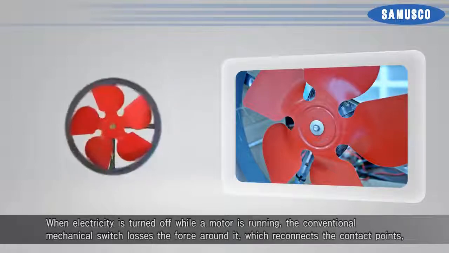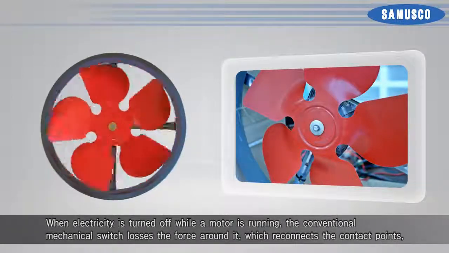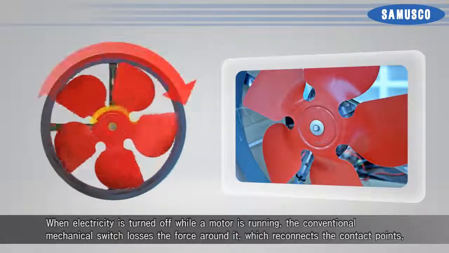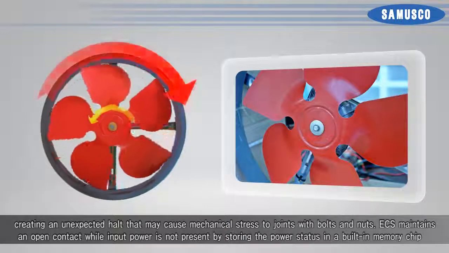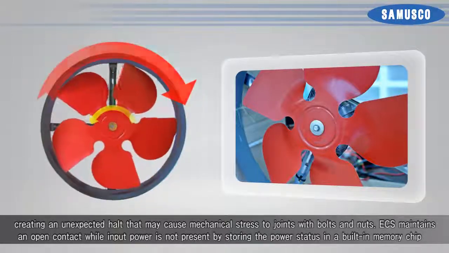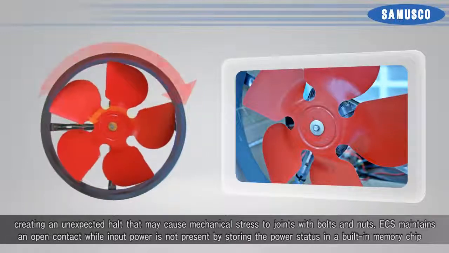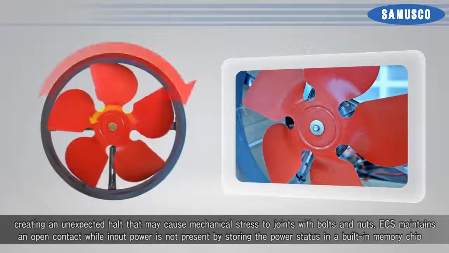When electricity is turned off while a motor is running, the conventional mechanical switch loses the force around it, which reconnects the contact points, creating an unexpected halt that may cause mechanical stress to joints with bolts and nuts. ECS maintains an open contact while input power is not present by storing the power status in a built-in memory chip.